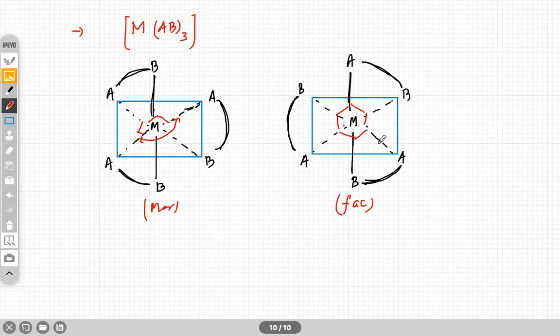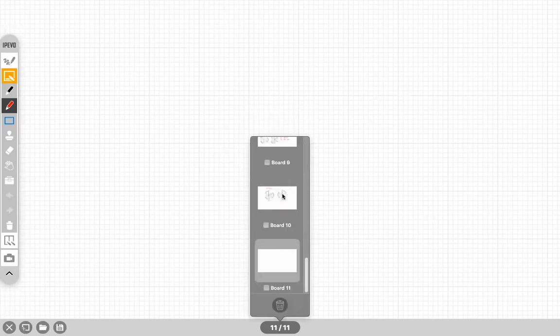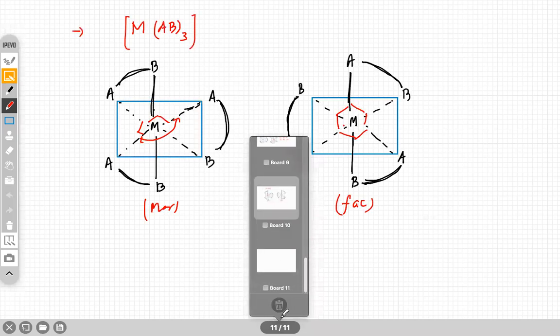Got it? Yeah, so this is it for coordination number 6. Here coordination number 6 is the most important one. They ask mainly from coordination number 6 only. Optical isomerism we will discuss after finishing geometrical. Okay, so next you write down for coordination number 4.